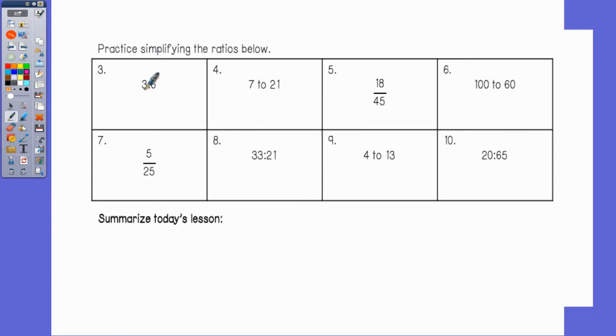What can I divide this one by? I'm hoping you're all shouting 3. And so I do that to this one, and I get 1 to 2.